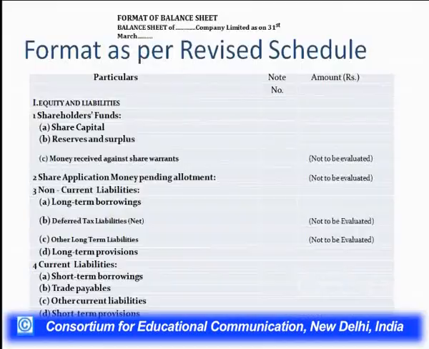The fourth head is current liabilities, and here again the current liabilities would be shown in the order of most permanent to the least permanent. The most permanent would be short-term borrowings, followed by trade payables, and then we have other current liabilities, and the last would be short-term provisions. So if we add up 1, 2, 3, 4, right? If you see the last row here, the total would actually be the sum of the first, second, third and fourth heads. So this would be basically our first part, the equity and liability section.